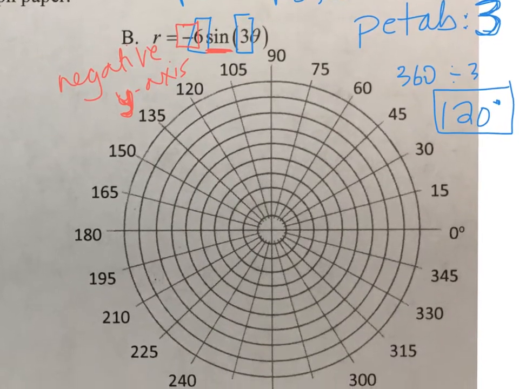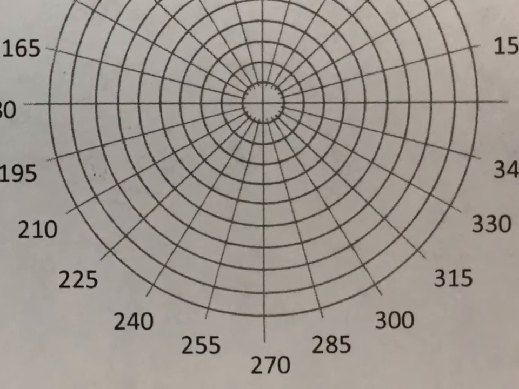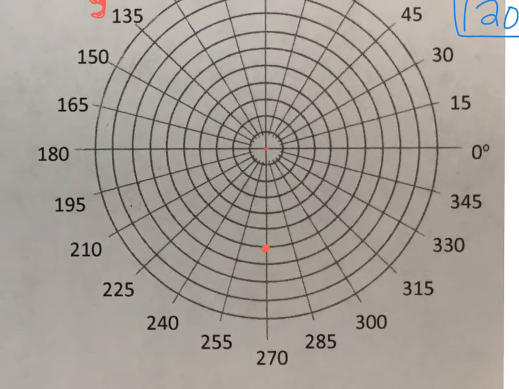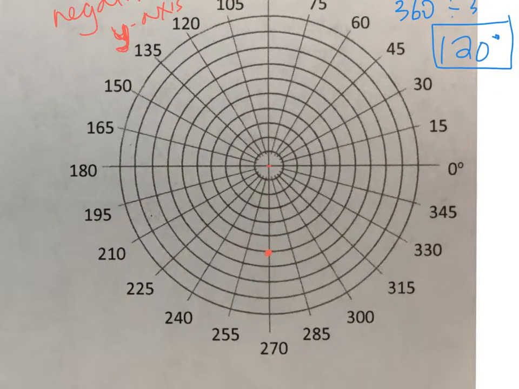So let's plot the first one, which would be at 0, -6. 1, 2, 3, 4, 5, 6. So here's the first point, the first bottom of your petal. It will always go back through the origin. Now we need to go 120 degrees away from that. There's 30 and 60 and 90, so 120 is right here. We're going to have another petal along the 30-degree angle. Then another 30, 60, 90, 120. The other petal will be over here along the 150-degree angle.